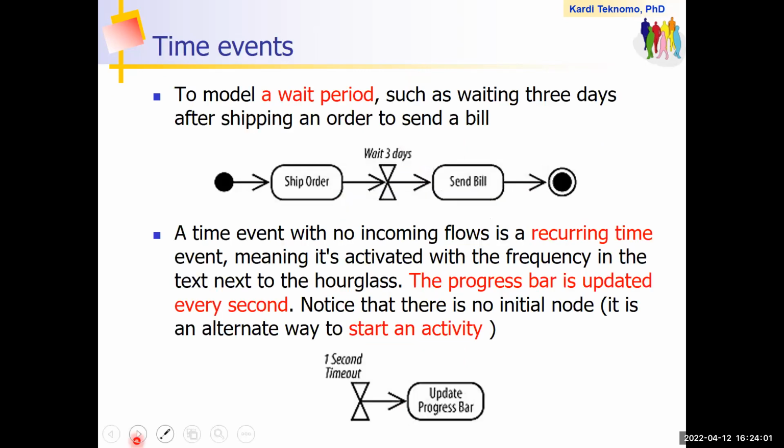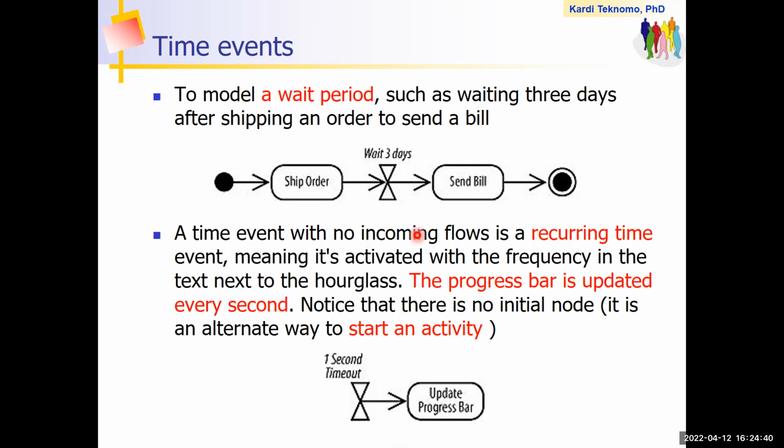Sometimes you have an activity or event that is waiting, to model a waiting period. Say, waiting for 3 days for the shipping, for example, then send the bill. So this is a business model activity diagram. Can you see that? UML diagrams are not just for programs, but also for the business model and also for the system. You can also create that.